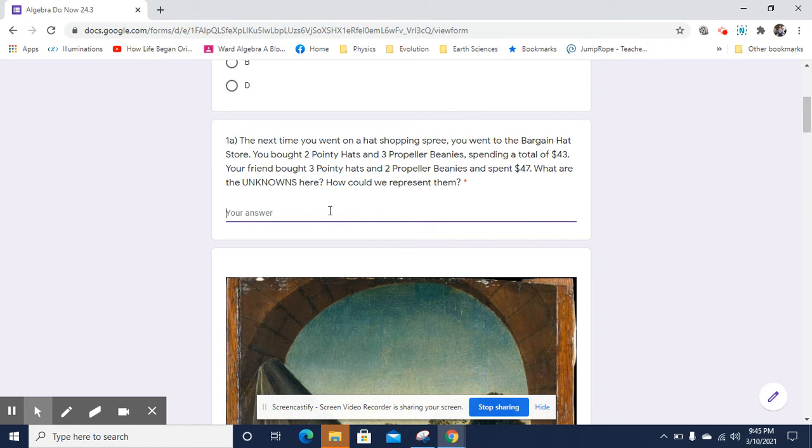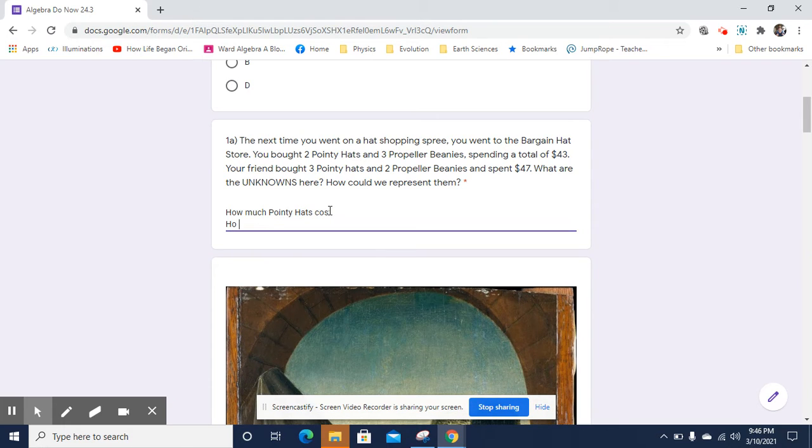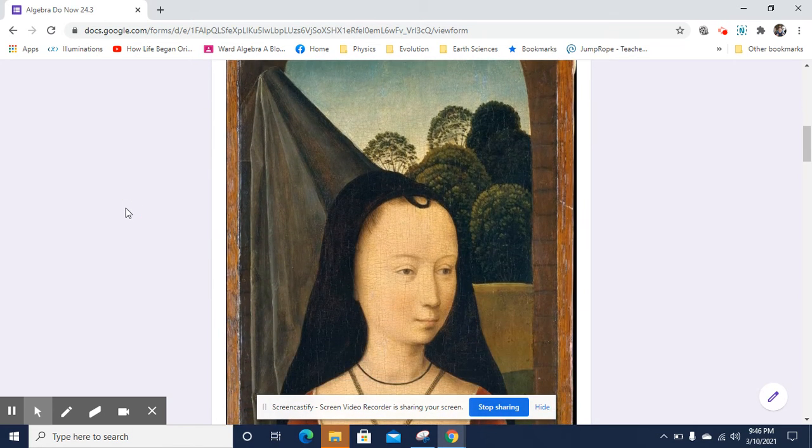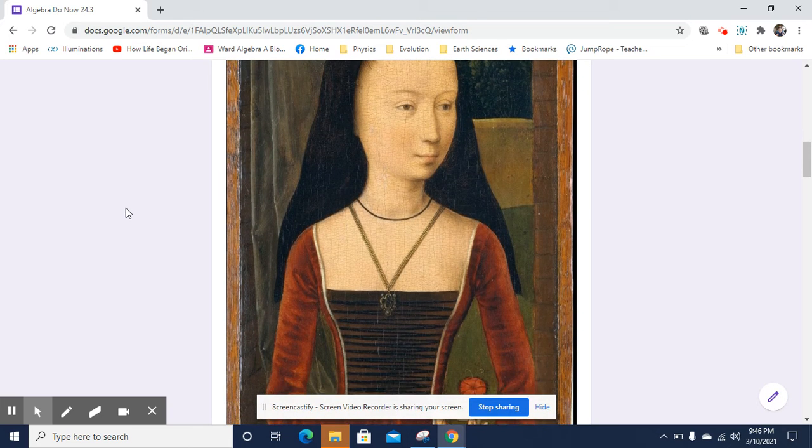Well, you know how many hats of each type you're getting, but what you don't know is how much pointy hats cost, and you don't know how much propeller beanies cost. Okay, those are the things you don't know. I'm going to go in order and say x equals how much pointy hats cost and y equals how much propeller beanies cost. And there is a pointy hat from the Middle Ages.